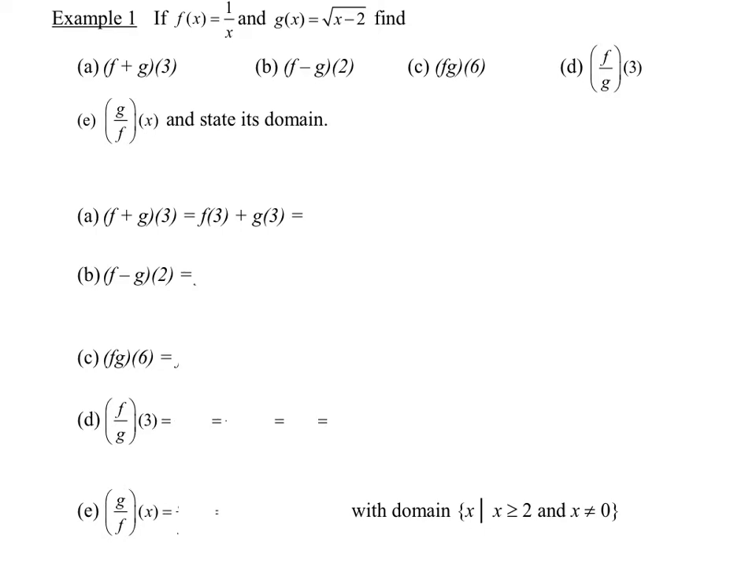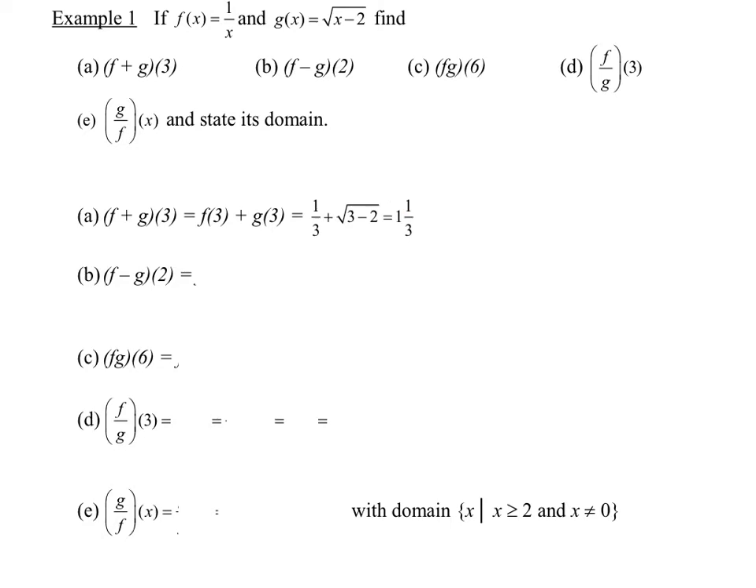So if you want to get this first one, this f plus g of 3, what we've got to do is very straightforward. We just take f of 3 plus g of 3 and then we add those two things together. So we get effectively 1 over 3. The 1 over 3 comes from 1 over x. And we do the square root of 3 minus 2. That comes from the square root of x minus 2. We're just plugging 3 into both of those functions. When we add those together, we'll get 1 and 1/3.